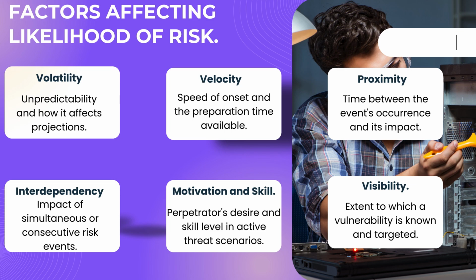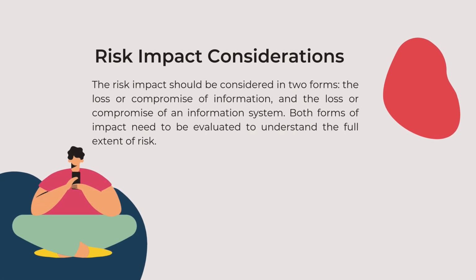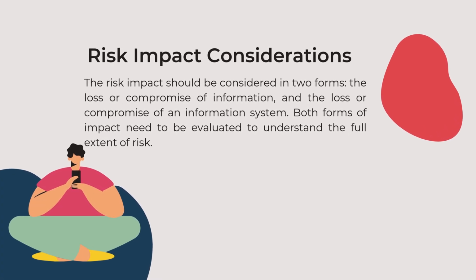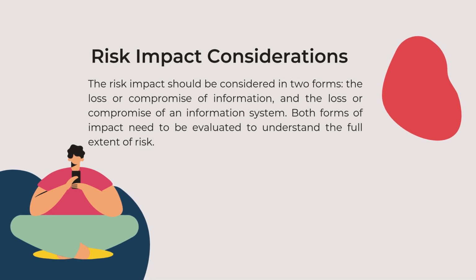Up next, we'll discuss risk impact considerations. We've talked about how risks happen, but now let's discuss the risk impact considerations. What actually happens when things go wrong? Risk impact comes in two major forms. Loss or compromise of information. Imagine your personal data, like passwords or bank details, getting leaked. Scary, right? Now think about an entire company losing sensitive customer data. It can lead to financial loss, legal trouble, and loss of trust.